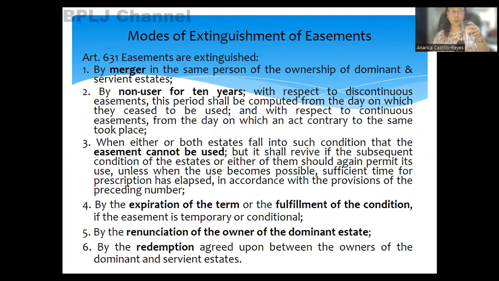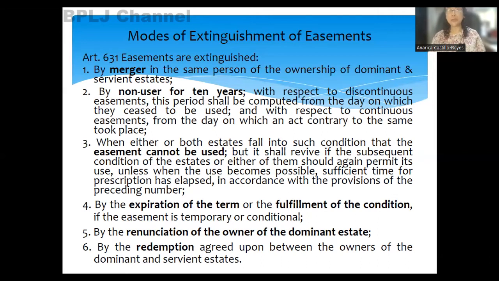We now go to the different modes of extinguishment of the easement. First among these modes is merger. When we speak of merger, the ownership of both the servient as well as the dominant estate is one and the same. They are merged in one and the same person. Because if you are the owner of both the dominant as well as the servient estate, when you exercise your right to use and enjoy the easement, you're exercising it not as an easement, but as an exercise of your right of ownership. The right to use and enjoy the property as an owner and not as a limitation on your right of ownership. So the easement is extinguished.